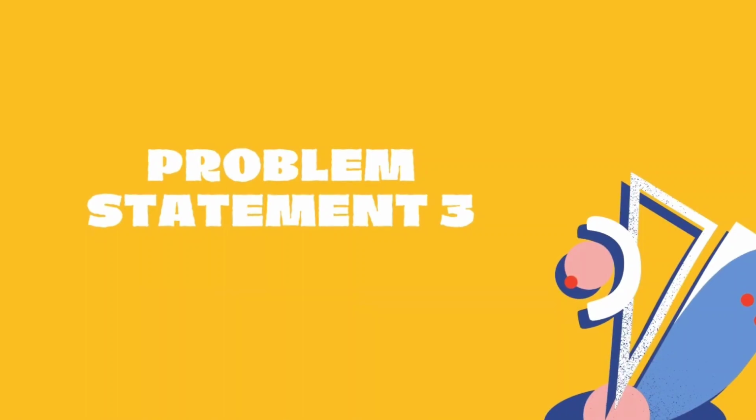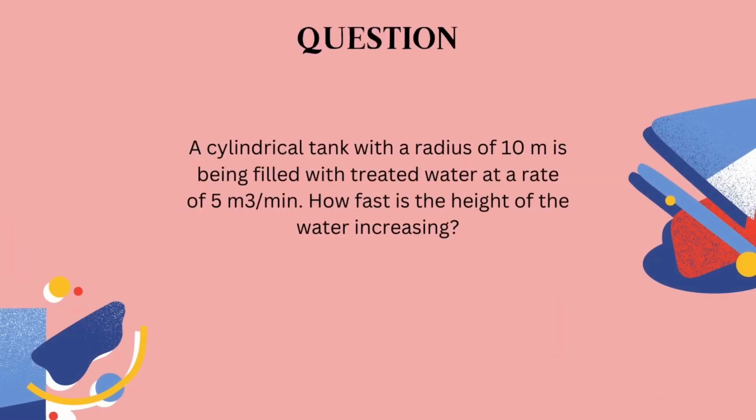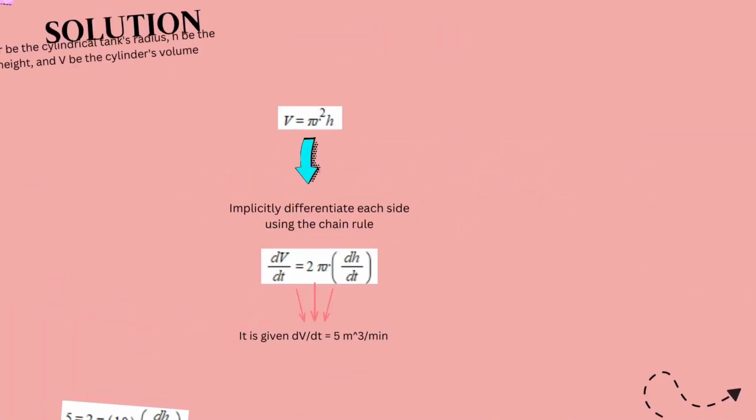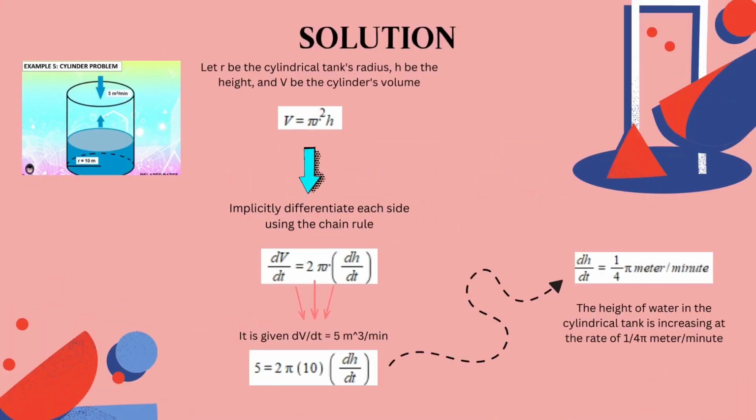Problem statement 3. The question given: a cylindrical tank with a radius of 10 meters is being filled with treated water at a rate of 5 cubic meters per minute. How fast is the height of the water increasing? So, the solution of this question is, let r be the cylindrical tank's radius, h be the height, and V be the cylinder's volume. We are given a radius of 10 meters and the rate at which the tank is being filled with water, which is 5 cubic meters per minute.